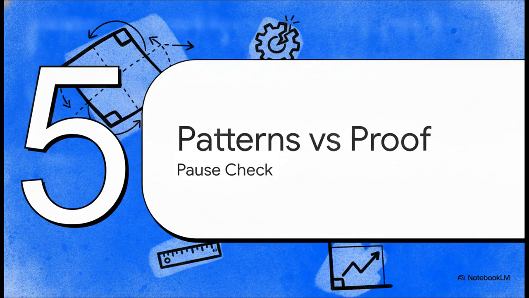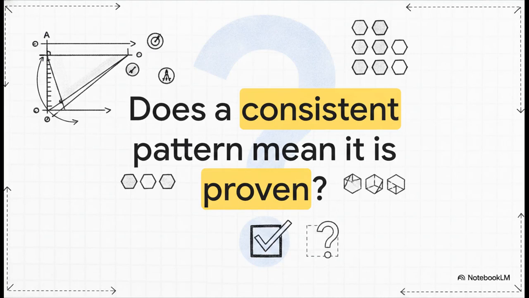Section 5, our second pause check. Patterns versus proof. Okay, so we've seen how powerful the drag test is, but we also need to understand the absolute limits of the technology we're playing with. Let's say you drag a vertex around for 5 solid minutes, and that angle relationship you conjectured holds up every single time. Does seeing this consistent pattern on your screen mean you have formally, mathematically proven it to be true?